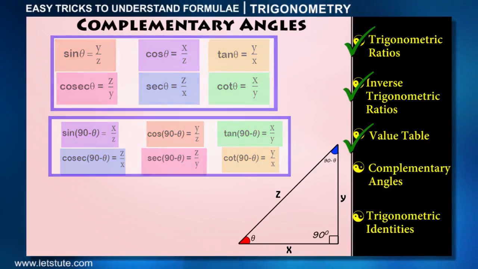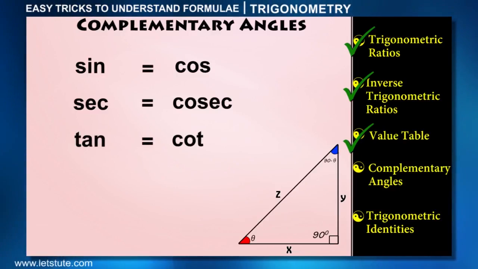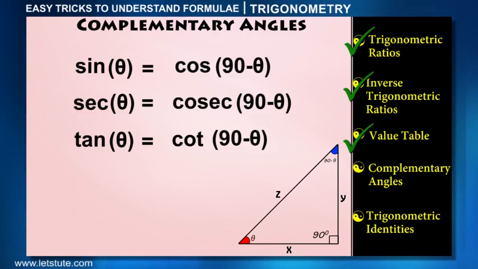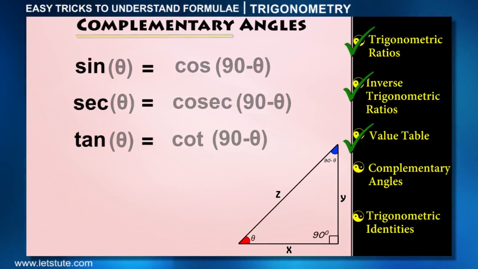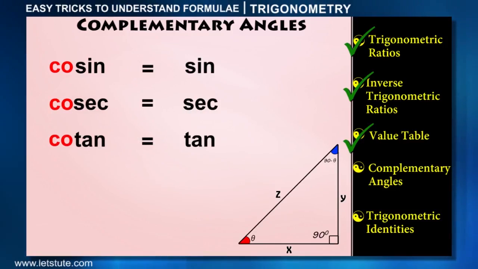So understand that sine, cos, sec, cosec and tan, cot, these pairs are equal for the two angles whose sum is 90 degrees. And hence these pairs are called complementary. And these complementary pairs we can never forget because we just have to add "co" of the word complementary before sine, secant and tangent.